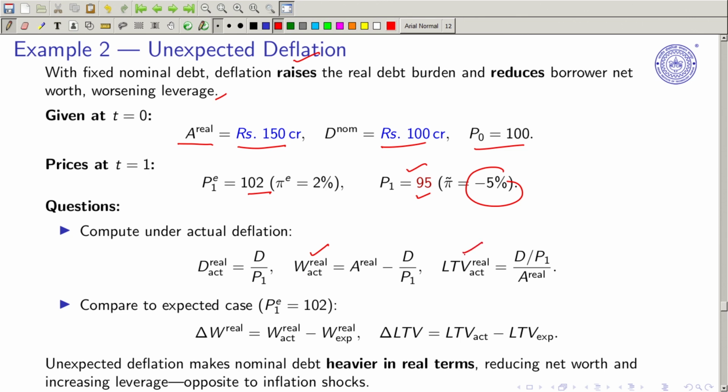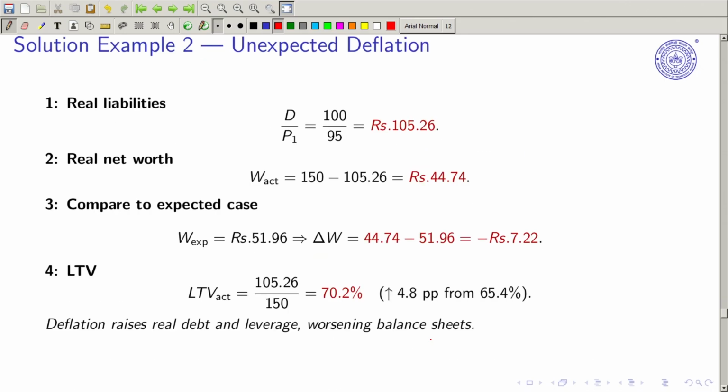Compared to the expected case, where expected inflation gave a price of 102, how much do we see in terms of net worth and in terms of delta loan to value? So unexpected deflation: D upon P1 is nothing but 105.26. Real net worth is 44.74. Compared to the expected case, it is 44.74 minus 51.96, which is a decline of 7.22, right.